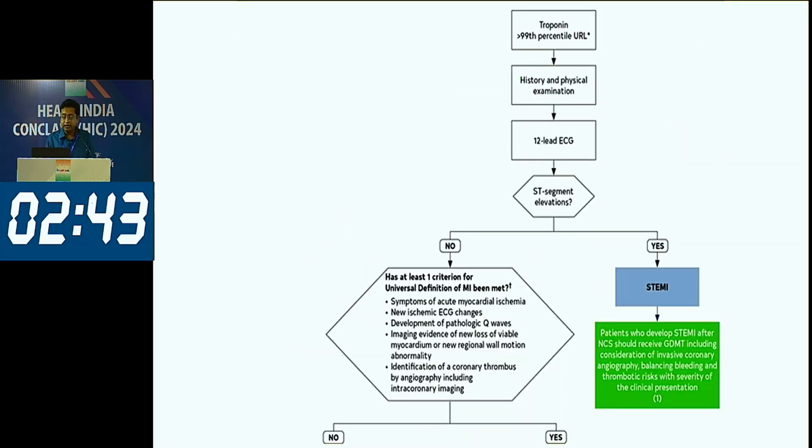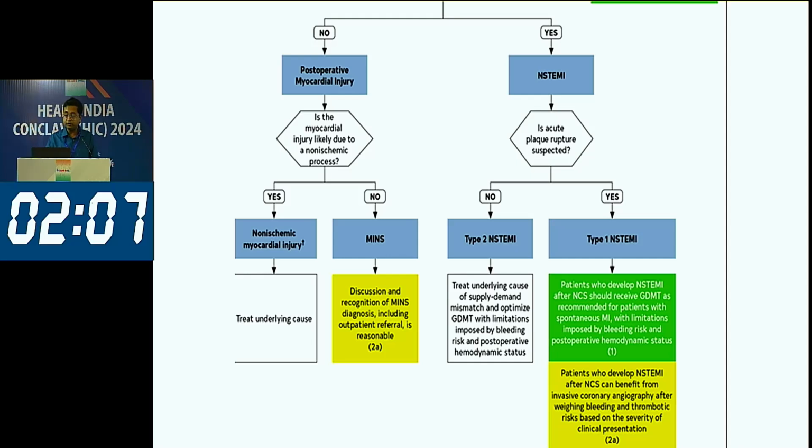This is the algorithm for a patient who has developed chest pain after a non-cardiac surgery. Many times we get a reference that if the patient is complaining of chest pain, then first of all we order a troponin test, take a history and physical examination, and do a 12-lead ECG. If there is ST elevation, then we consider a STEMI and the patient goes into the STEMI protocol. If there is no clear-cut ST elevation but at least one criterion of the universal definition of MI, with symptoms of acute MI and new ischemia, development of pathological Q waves and other things, then we go for further tests.